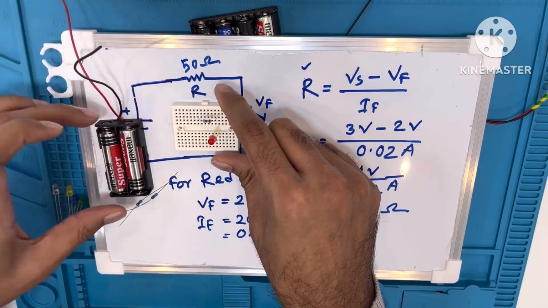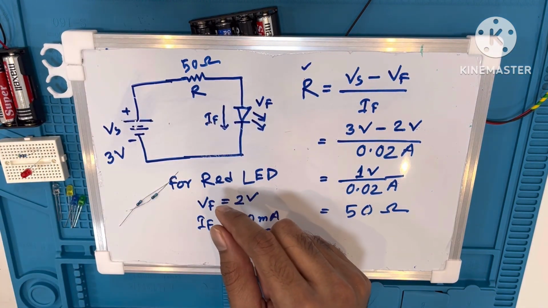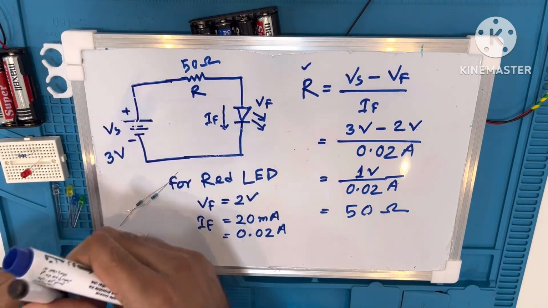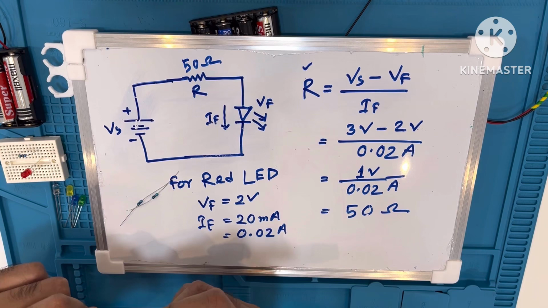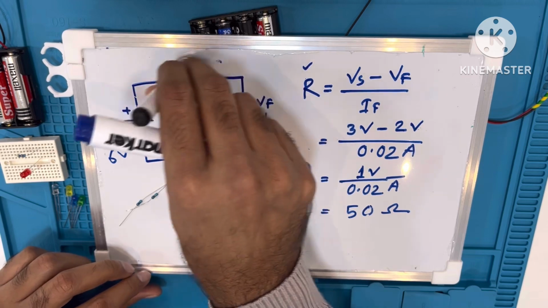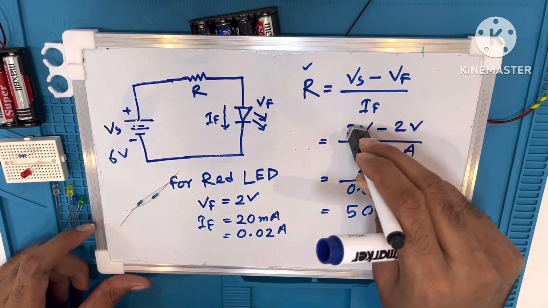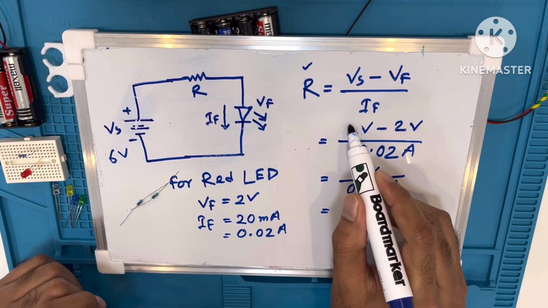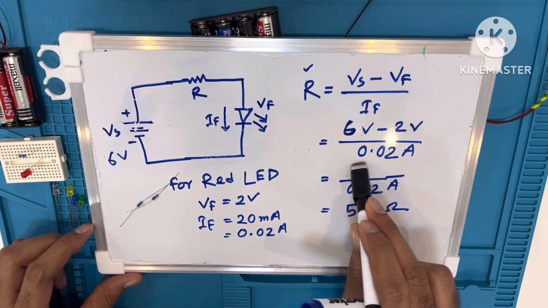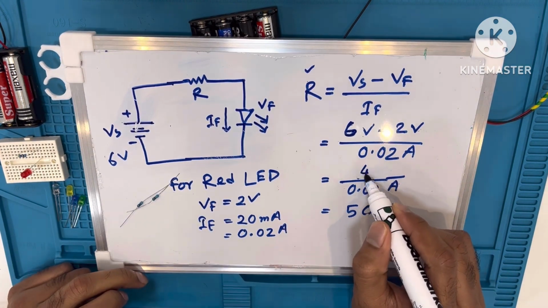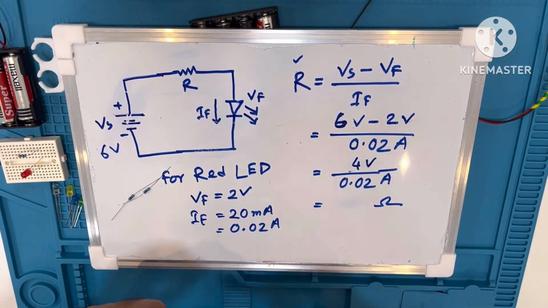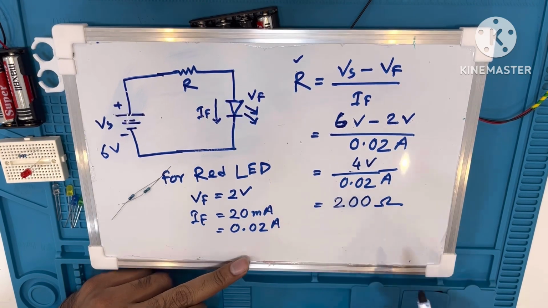So now we will calculate the resistance value we need for a 6 volt power supply. Everything will be the same, just remove the source voltage 3 volt, and we'll use 6 volt. Here we have to change the resistor value. We'll calculate this value. So before that, let's replace the 3 volt with 6 volt. So here will be 6 volt minus 2 volt, which is 4 volt, and the forward current remains the same. So after calculation, the value is 200 ohm.